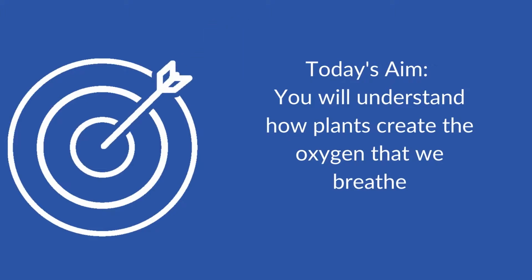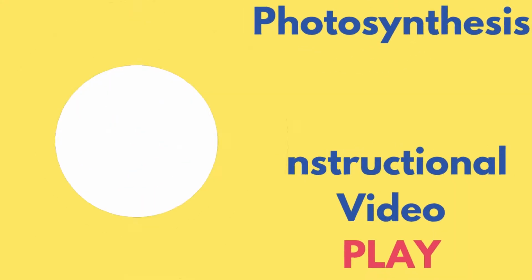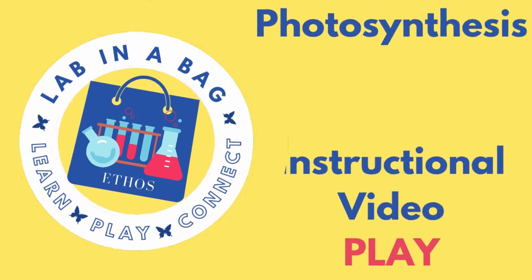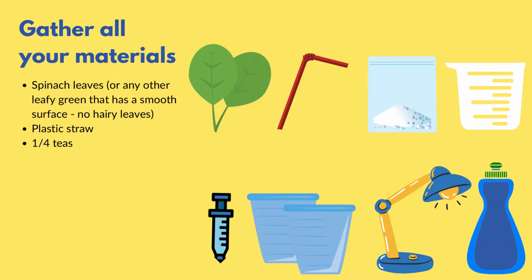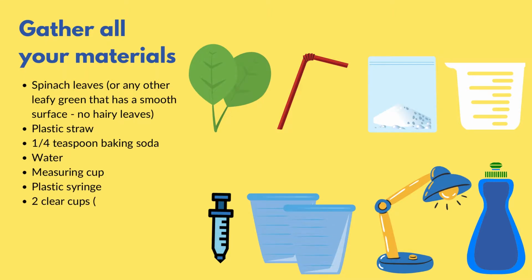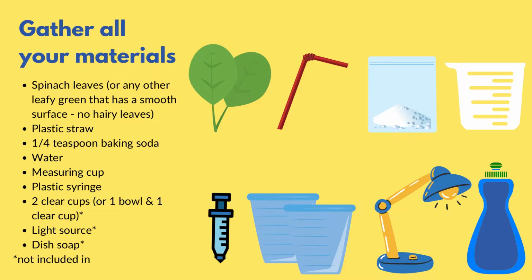So today's aim, you'll understand how plants create the oxygen that we breathe. Gather all your materials. Today you'll need spinach leaves or any other leafy green that has a smooth surface, so no hairy leaves. A plastic straw, 1/4 of a teaspoon of baking soda, water, a measuring cup, a plastic syringe, 2 clear cups, a lamp source, and dish soap.